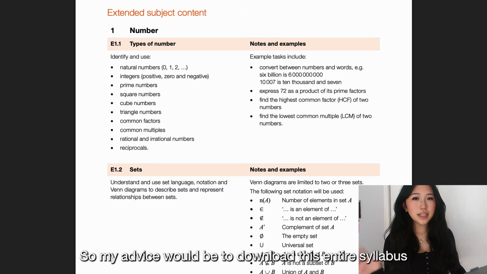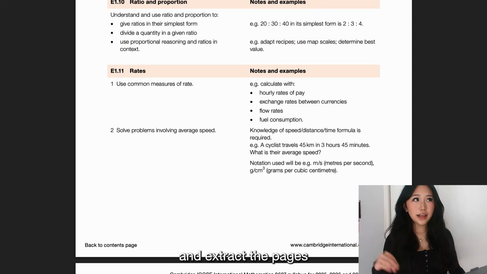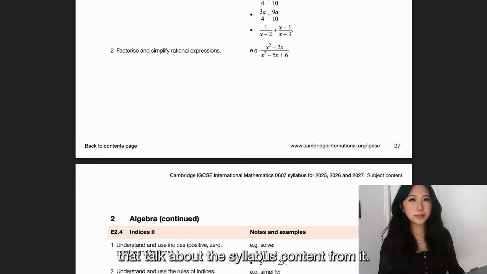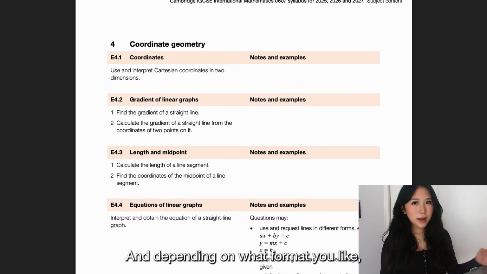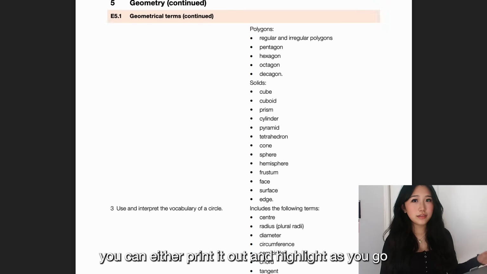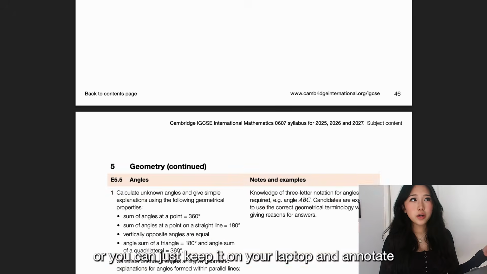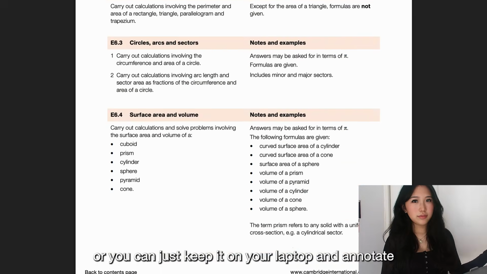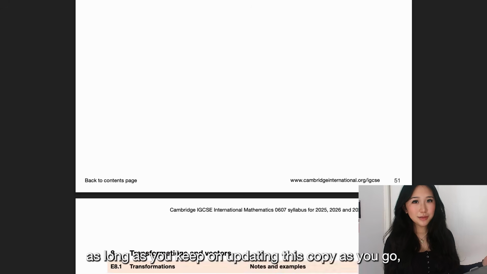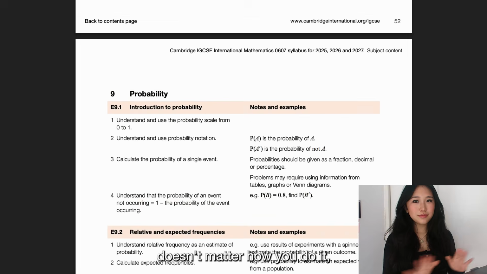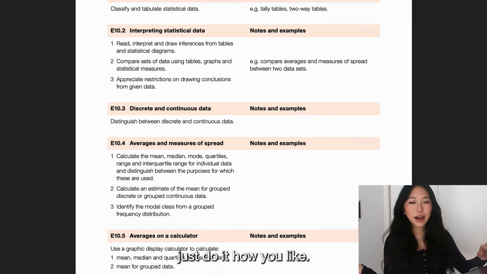So my advice would be to download this entire syllabus and extract the pages that talk about the syllabus content from it. And depending on what format you like, you can either print it out and highlight as you go, or you can just keep it on your laptop and annotate the PDF as you go. It doesn't really matter. But yeah, as long as you keep on updating this copy as you go, just do it how you like.